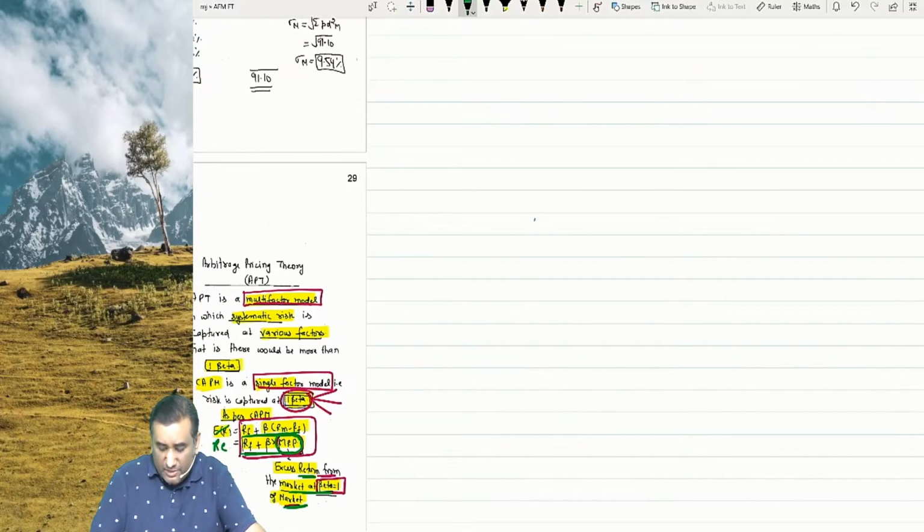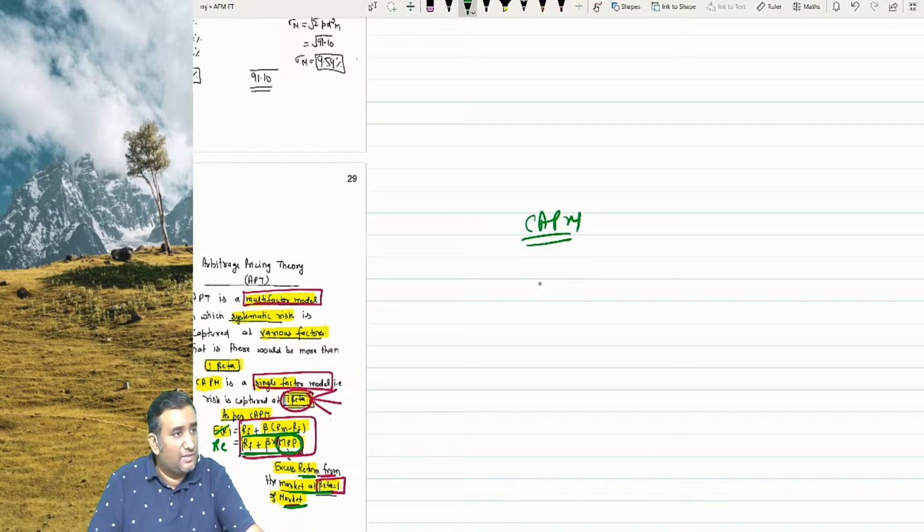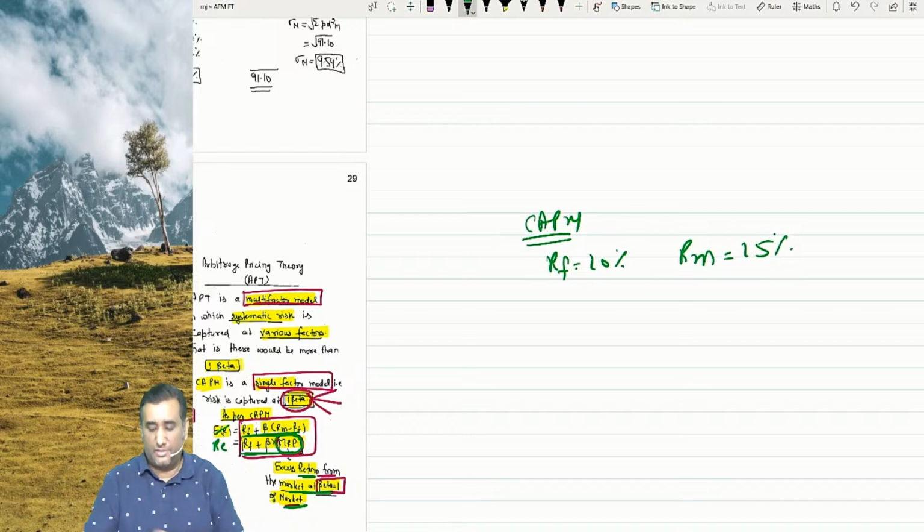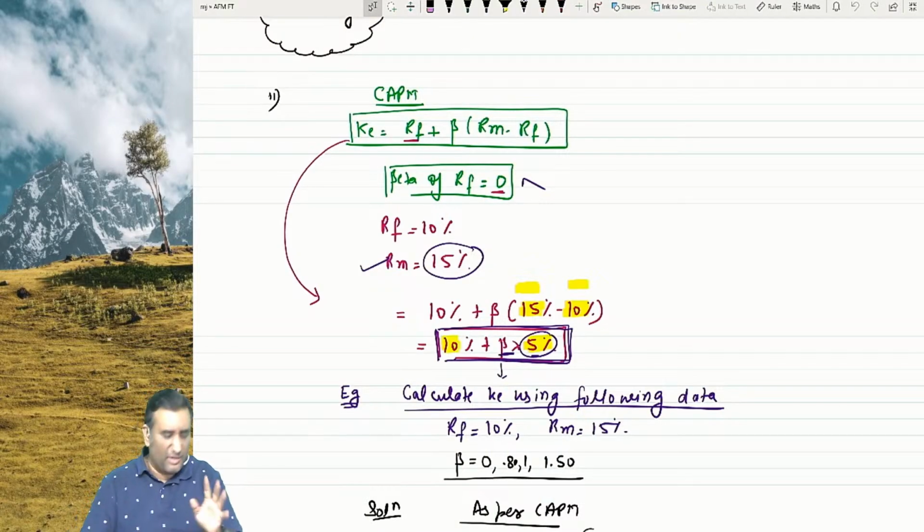When you make a CAPM equation, what is the meaning of it? You know what is the beta of a market? Beta of market is 1. Let's suppose RF is equal to 10 percent, RM is equal to 15 percent. RF is 10, RM is 15 percent. Get comfortable with that. The moment you are able to read CAPM, the APT is not difficult.